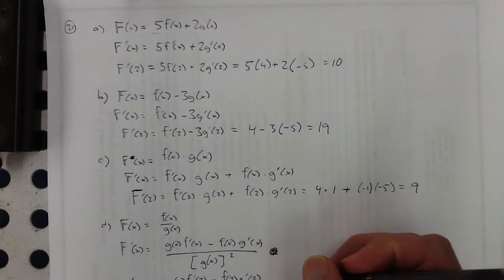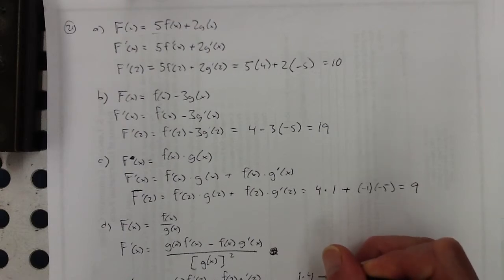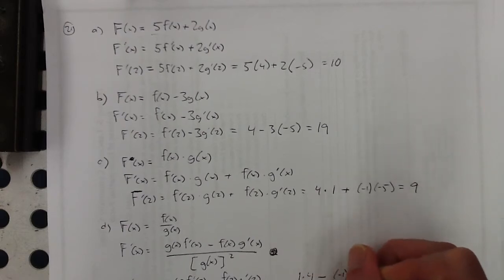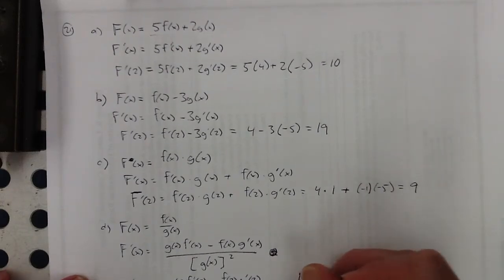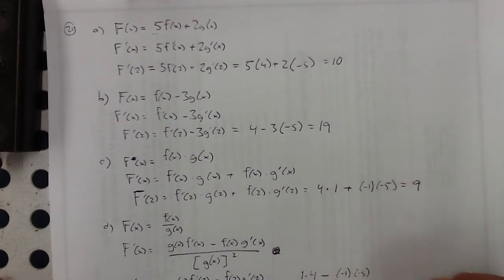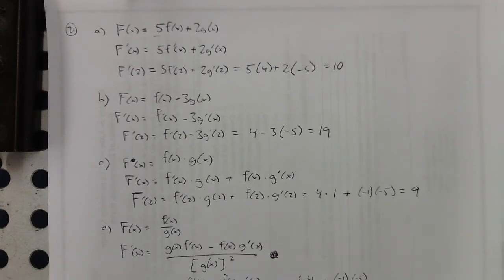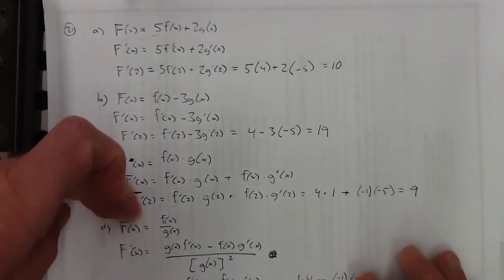g of 2 is 1. f prime of 2 is 4. f of 2 is negative 1. g prime of 2 is negative 5. g of 2 is 1, squared. So 4 minus 5 over 1 is negative 1. Yep. Right.